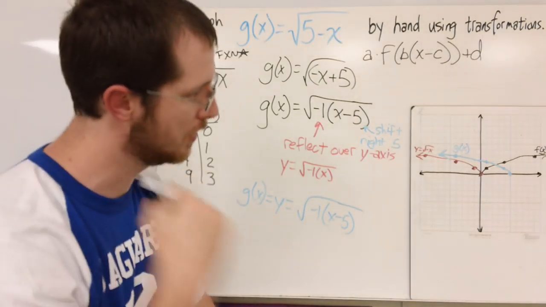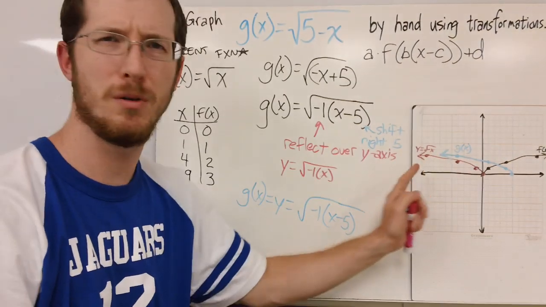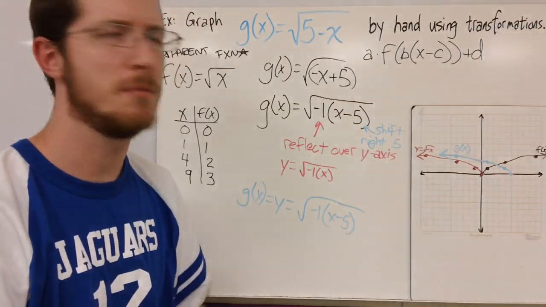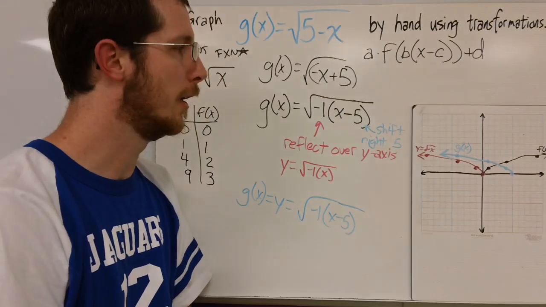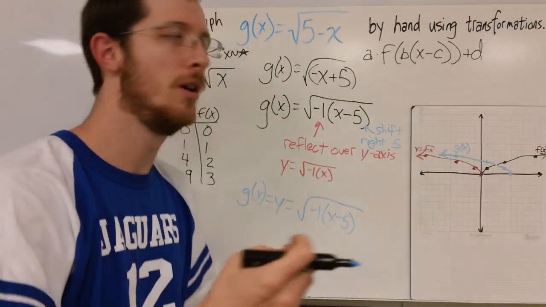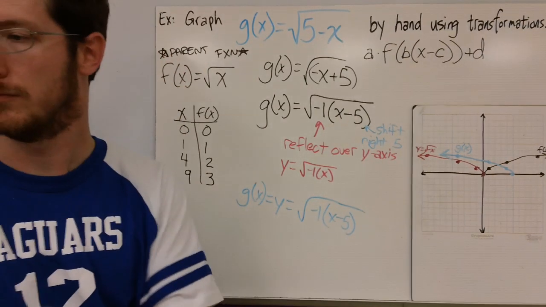So if you're just using a pencil, you don't have highlighters or colored pens or pencils, make that bold, label it with g of x, make it stand out so that on a quiz or a test or on homework or classwork, if I'm looking at it, I can tell which one is your final function.